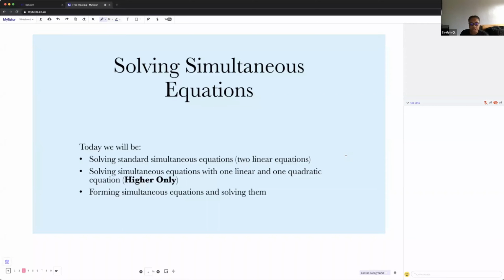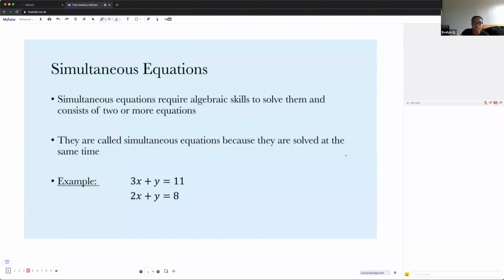For the higher students only, so the students who are only taking the higher exam, we will have a look at solving the harder simultaneous equations with 1 linear and 1 quadratic equation. And then lastly, for everyone, we're going to have a look at forming simultaneous equations and solving them. So sometimes you get problem solving questions with simultaneous equations. So we will have a look at that as well.